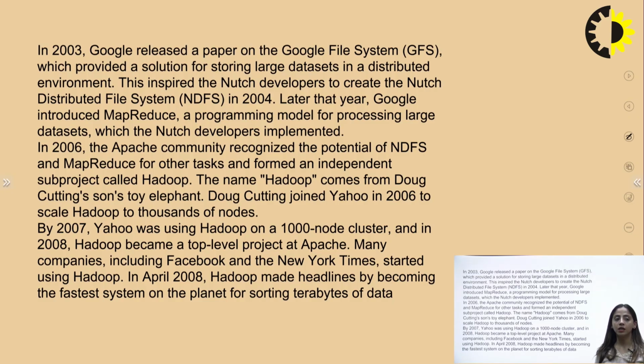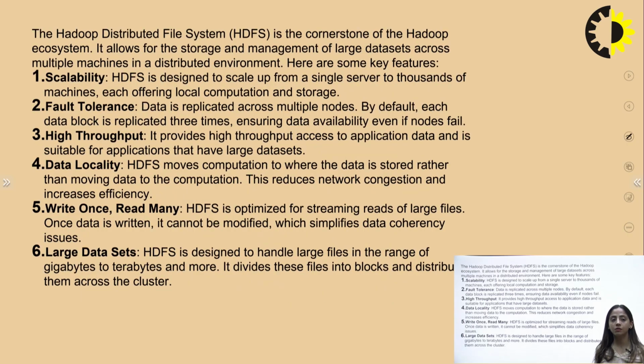Doug Cutting joined Yahoo in 2006 to scale Hadoop to thousands of nodes. By 2007, Yahoo was using Hadoop on a 1000 node cluster, and in 2008, Hadoop became a top-level project at Apache. Many companies, including Facebook and the New York Times, started using Hadoop in April 2008. Hadoop made headlines by becoming the fastest system on the planet for sorting terabytes of data.